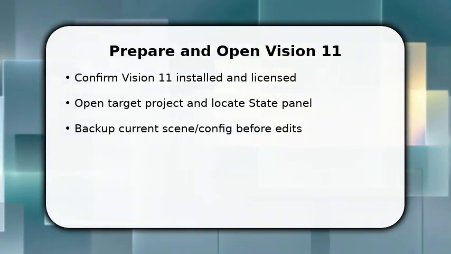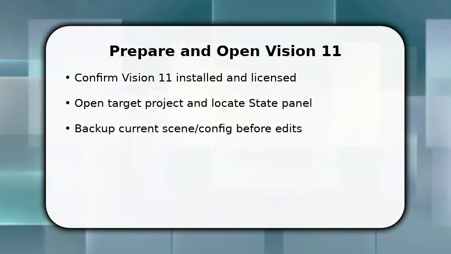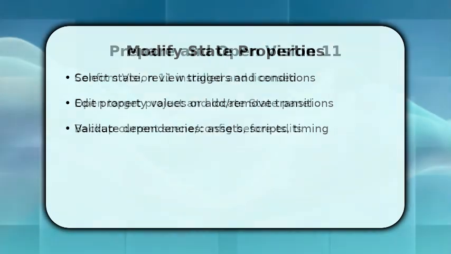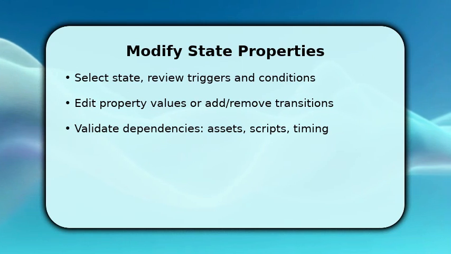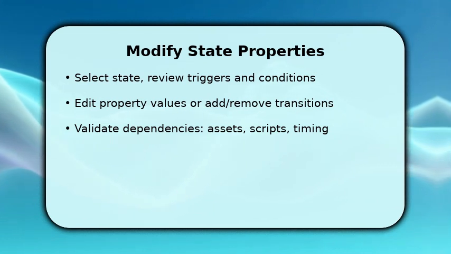Next, identify the specific state name and its triggers listed. These will be what you change. Take note of any linked assets so you can restore them if needed. Once the state is selected, inspect its triggers, conditions, and property list. You will change values by clicking each property and entering the new parameter.